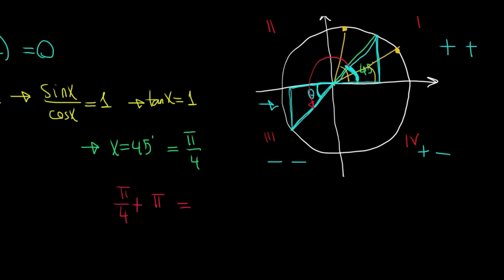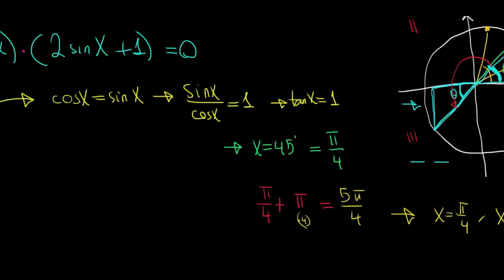And then if I were to do the common denominator, I multiply this by 4. Pi over 4 plus 4 pi over 4 is just 5 pi over 4. So the second solution here is 5 pi over 4. In conclusion, so far, x equals pi over 4, x equals 5 pi over 4. These are two possible answers already, but we are not done because we have to solve the other bracket.